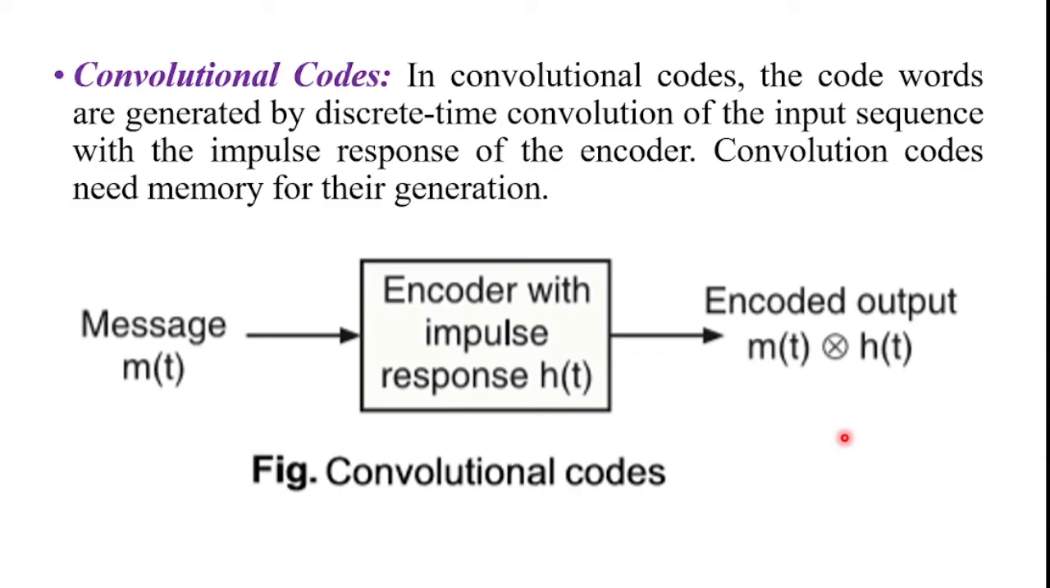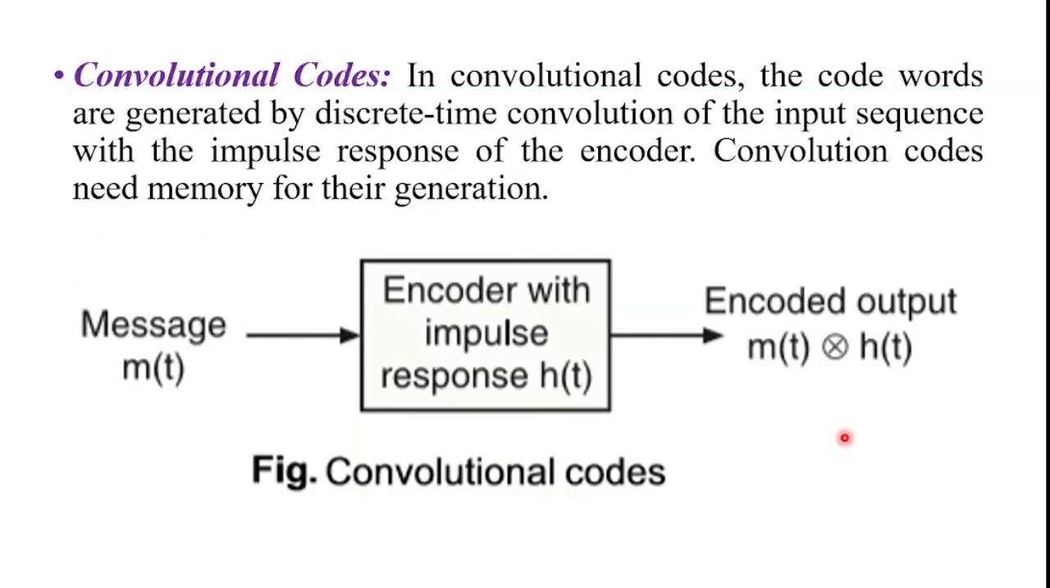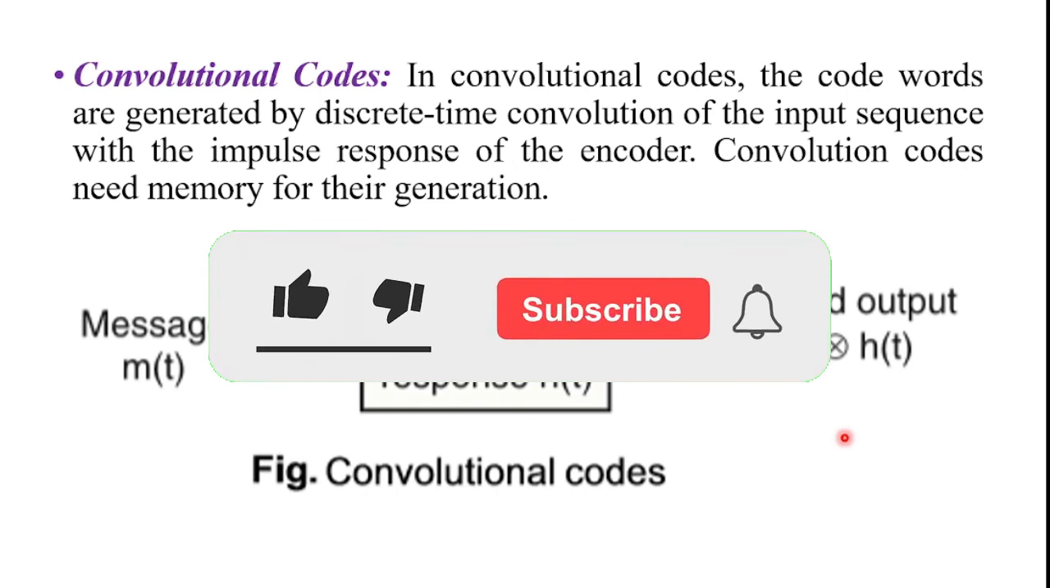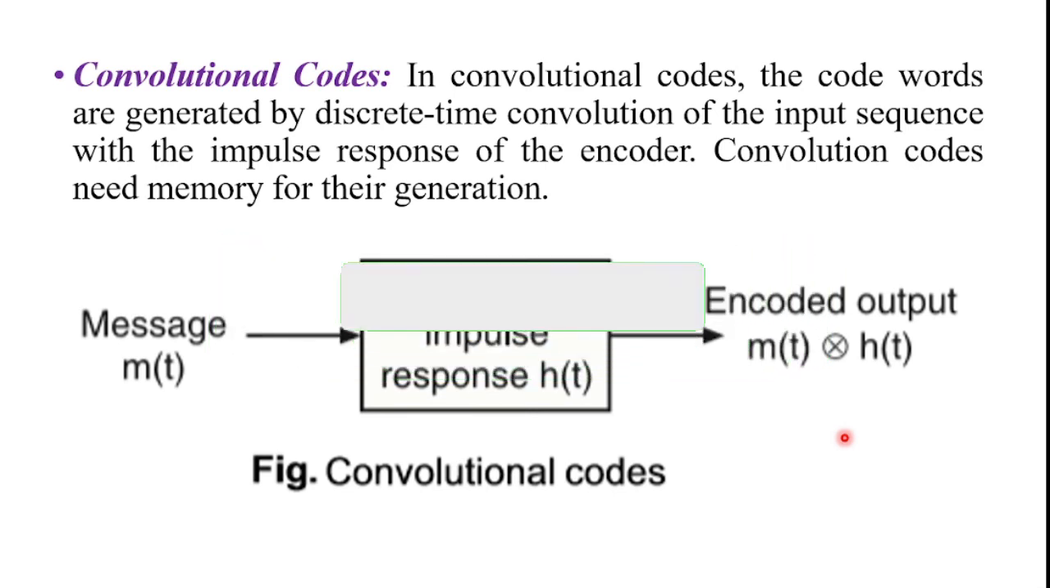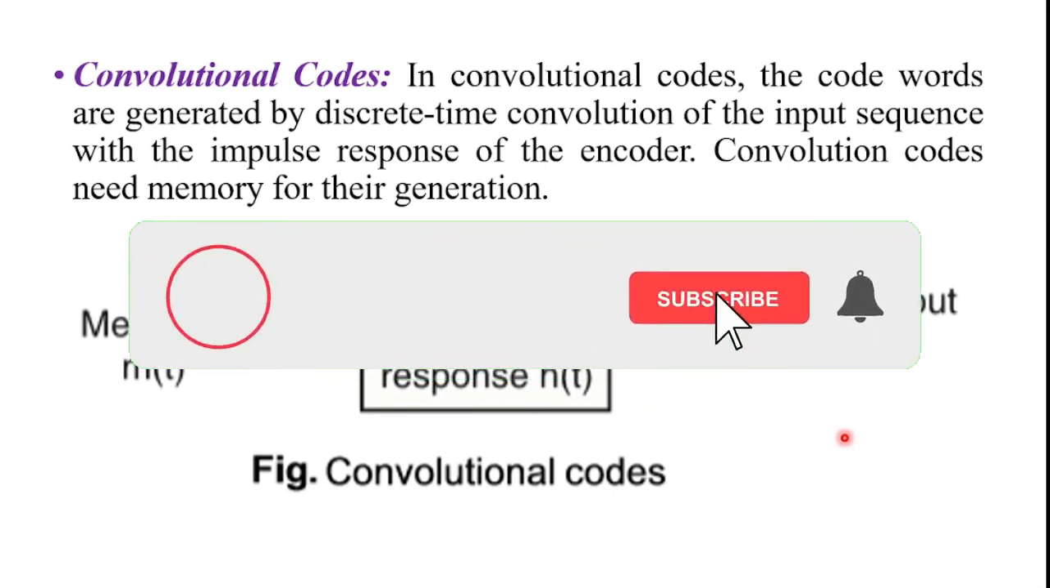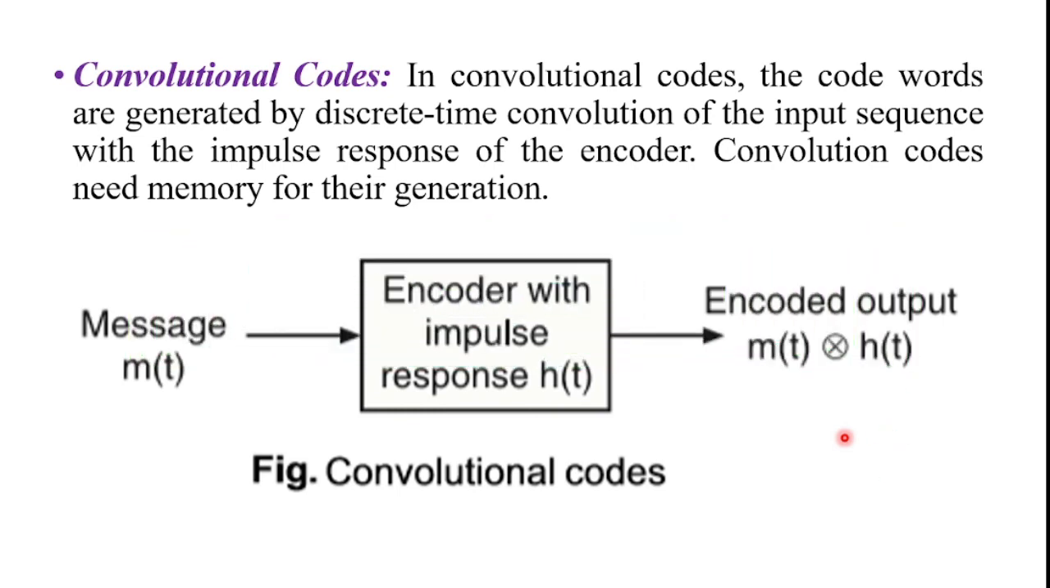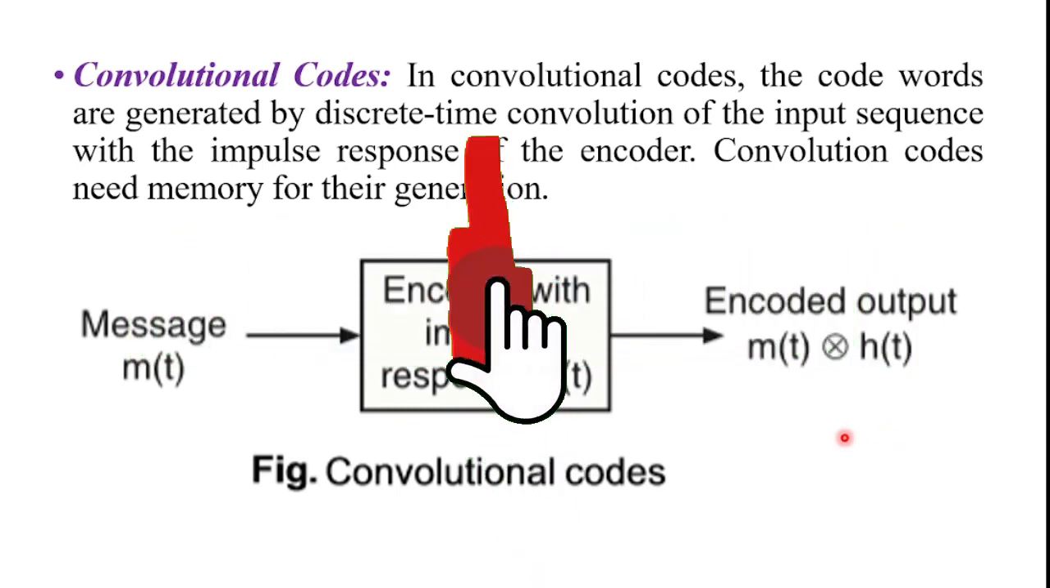The major difference between the block codes and the convolutional codes is that convolutional codes require memory, whereas block codes don't require any memory. So that is the major difference between convolutional codes and block codes. Both these types, block codes and convolutional codes, are linear codes.